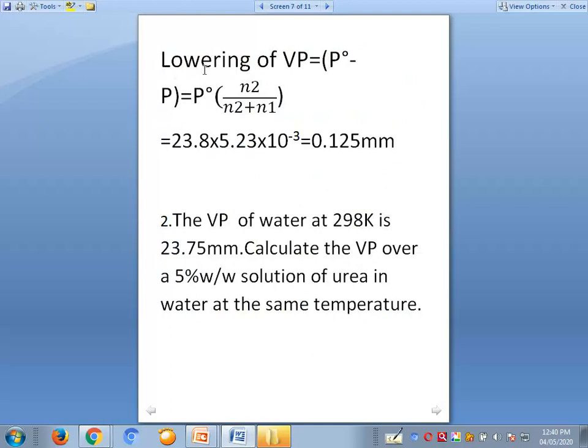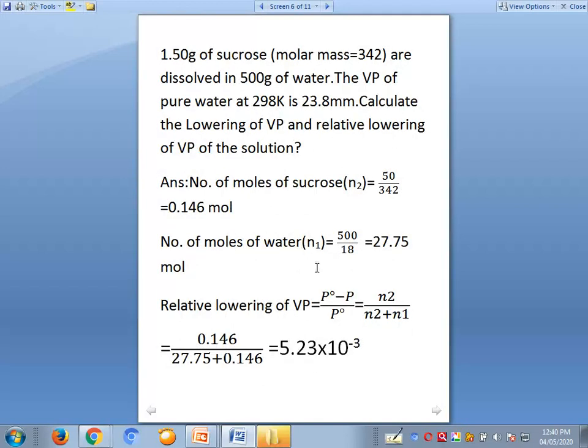So what is the formula for lowering of vapor pressure? P naught minus P is equal to P naught into N2 divided by N2 plus N1. Why is it like this? Because P naught minus P is the lowering of pressure. So to get this one, this P naught will be multiplied here, right? I think you understood: P naught minus P is equal to P naught into N2 divided by N2 plus N1.